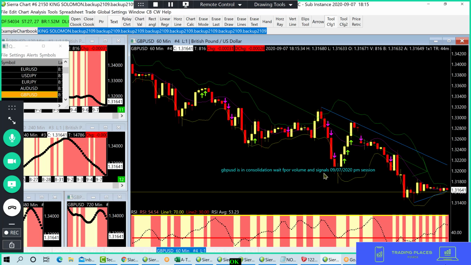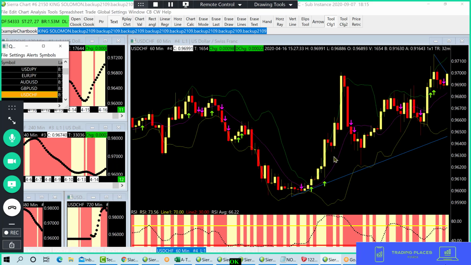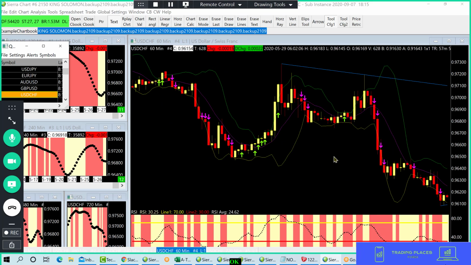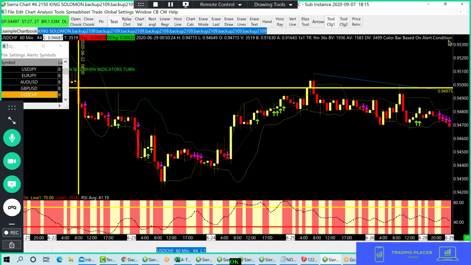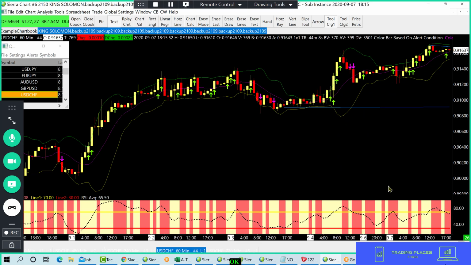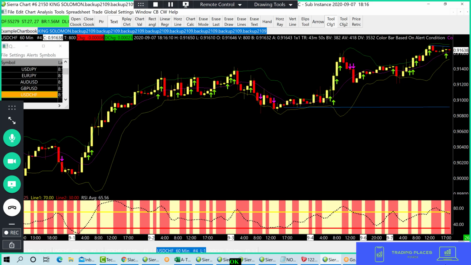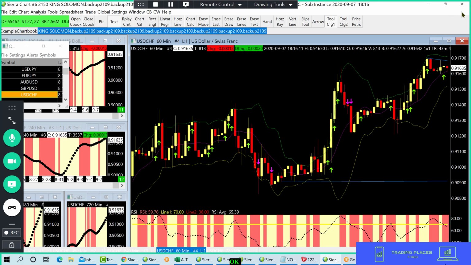Okay guys, see this here. So dollar Swiss. Everything's in consolidation right now. We're just going to have to wait for some volume tonight to see what happens. But anyway, just be careful on every single thing you do today. Everything seems to be in consolidation.